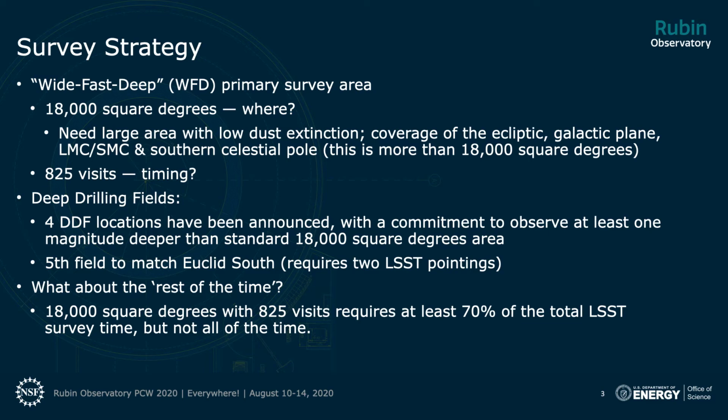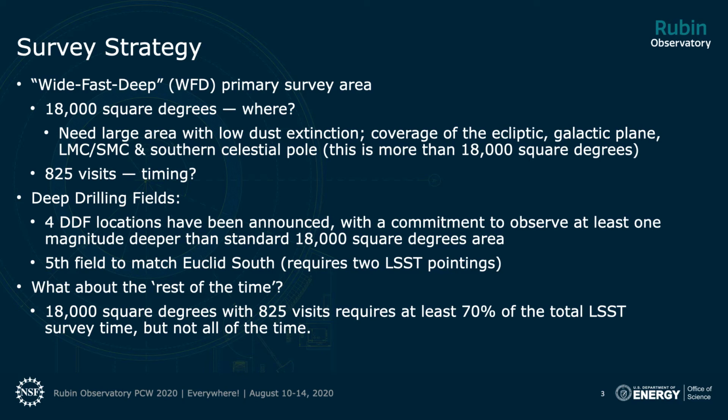We need a large area with low dust extinction for extragalactic science, coverage of the ecliptic plane for solar system science, the galactic plane and the LMC and SMC for mapping the Milky Way and transient and variable science, and the southern celestial pole helps continue that mapping of the Milky Way. Altogether, that encompasses more than 18,000 square degrees, but the SRD spells out 18,000 square degrees must get 825 visits per pointing. Now, it doesn't say anything about the timing of those 825 visits, so that's another survey strategy question.